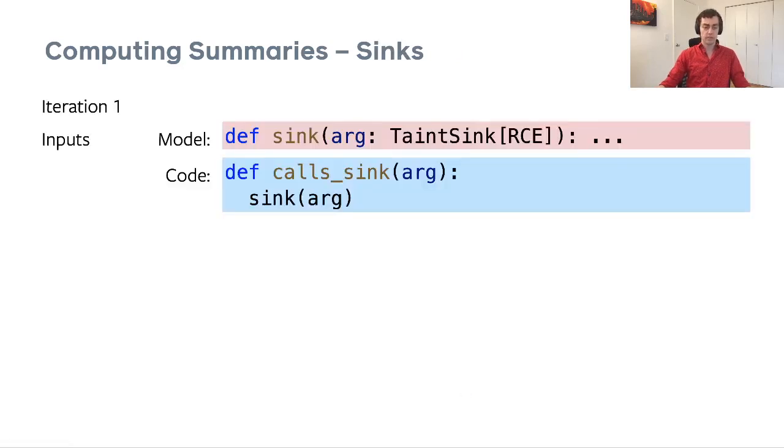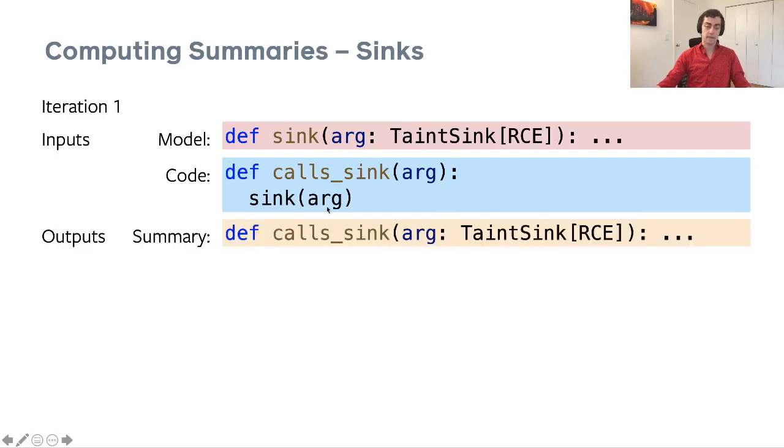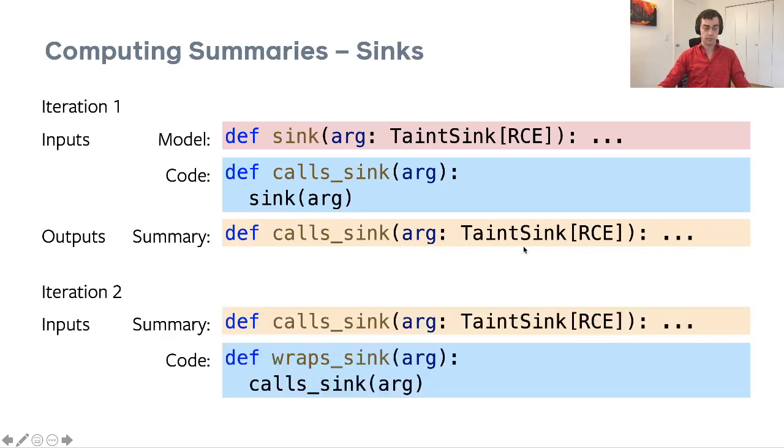Sinks work in much the same way. So if we have an input of a model that describes this argument as a taint sink for remote code execution, as Pysa iterates over our code, if it finds a function like this, where its argument eventually reaches this sink, then it infers a summary and says that calls sink is also a taint sink for remote code execution.